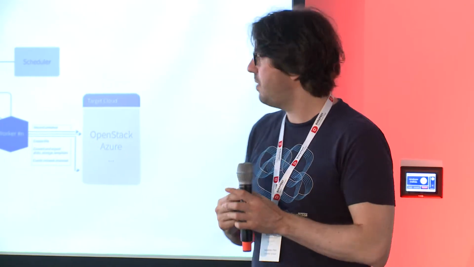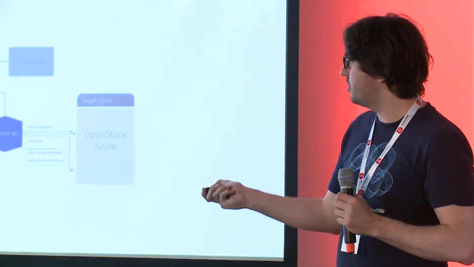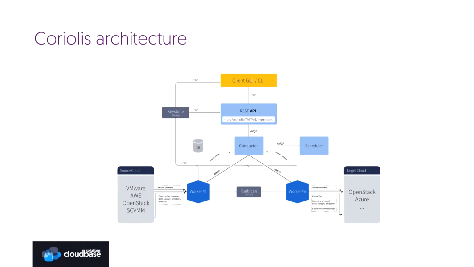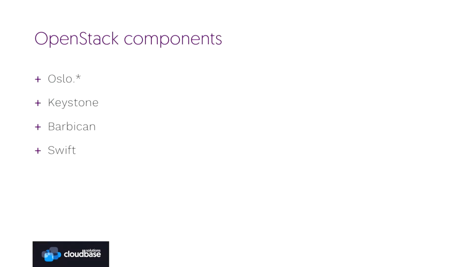If you need to have a very large migration, like tens of thousands of virtual machines, well, you might want to split them around and have dozens of workers, okay? Because this thing, again, is meant to scale as much as you want. The workers will talk among each other, of course, in order to create a path so that the data will flow from one side to the other. It's using, as we're saying, Oslo components, like Oslo service, Oslo config, and everything. Keystone, Barbican, Swift. So those are OpenStack components that we are just reusing.